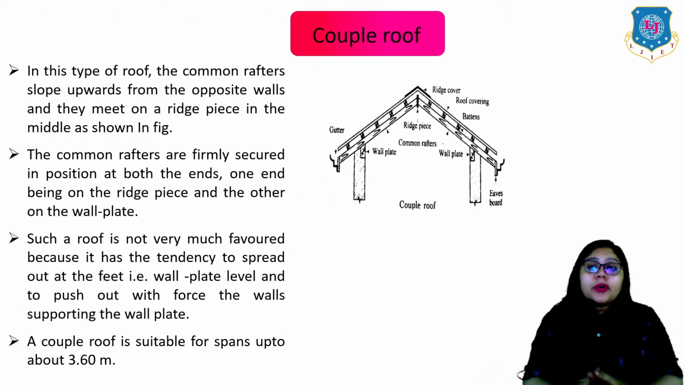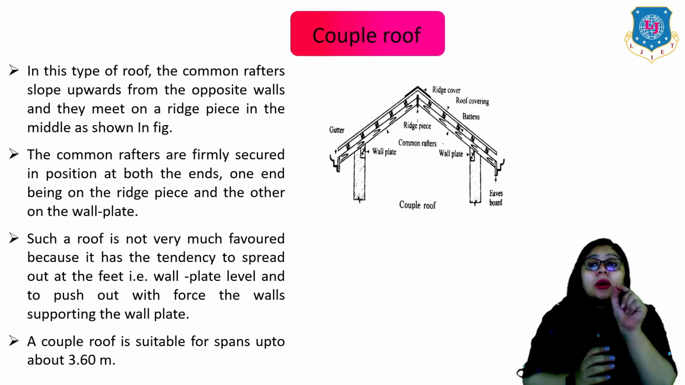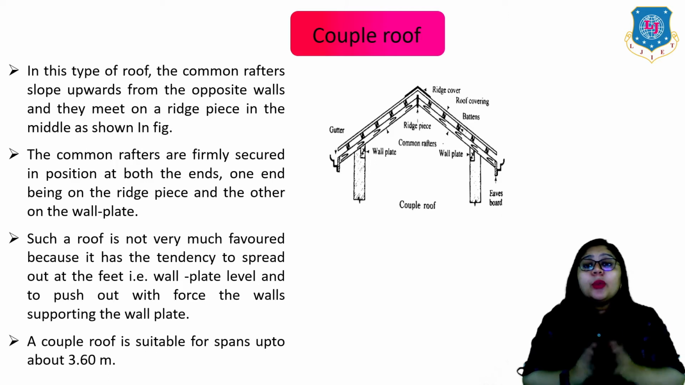Next is a couple roof. In this type of roof, the common rafters slope upward from the opposite walls and they meet on a ridge piece in the middle as shown in figure. The common rafters are firmly secured in position at both the ends, one end being on the ridge piece and other on the wall plate.